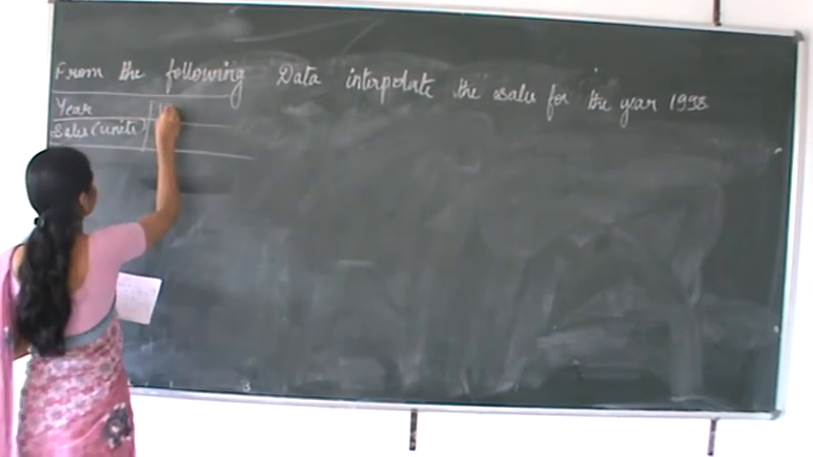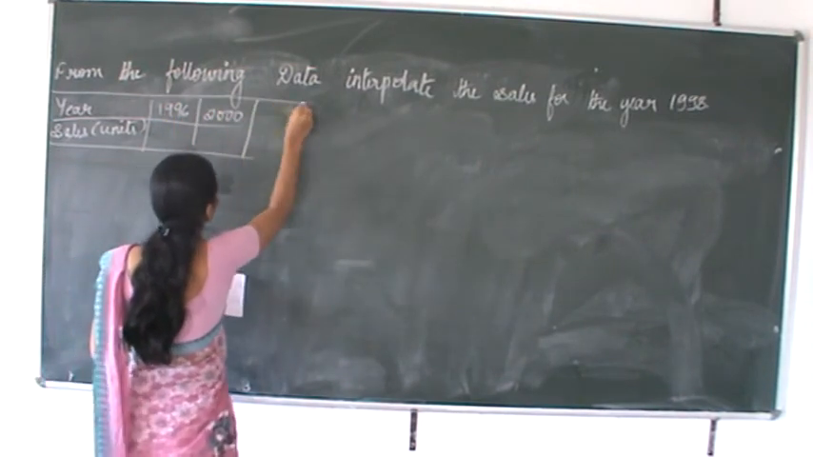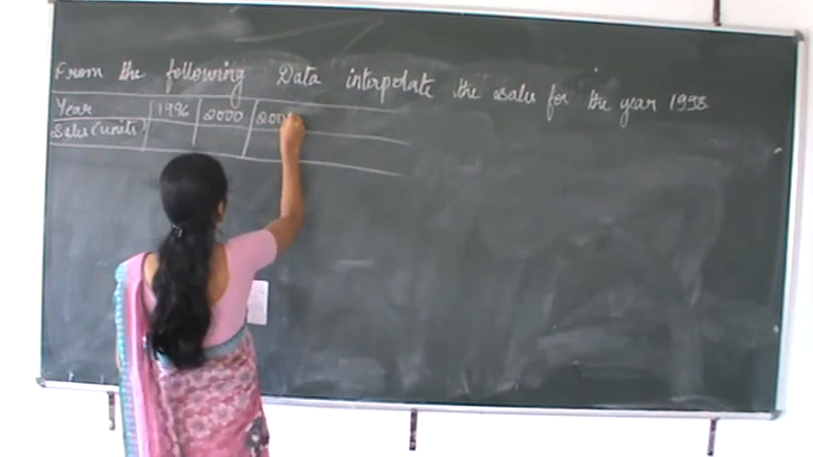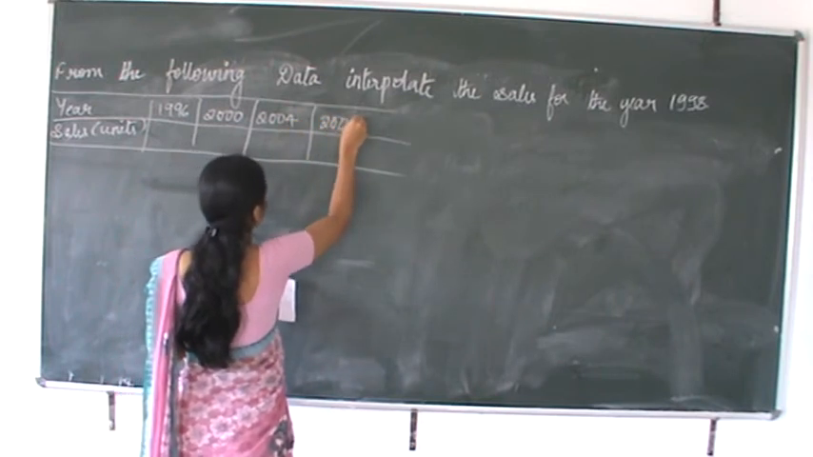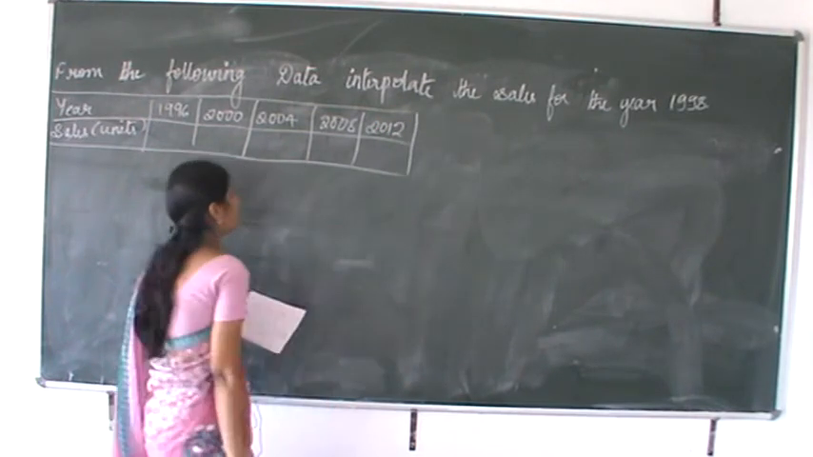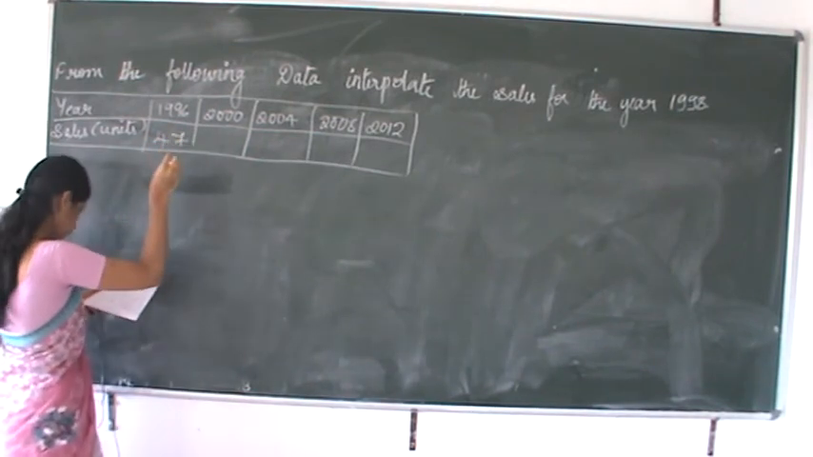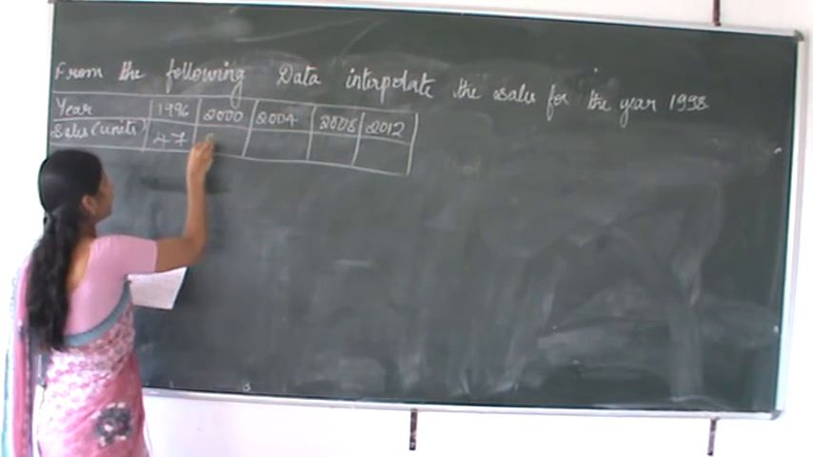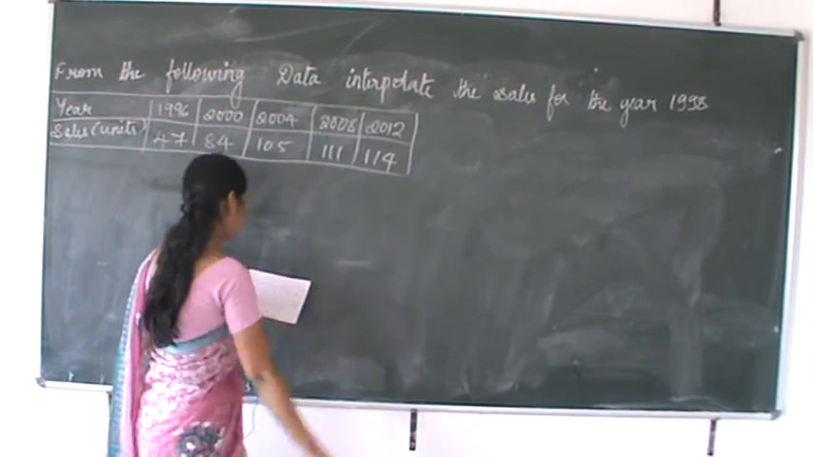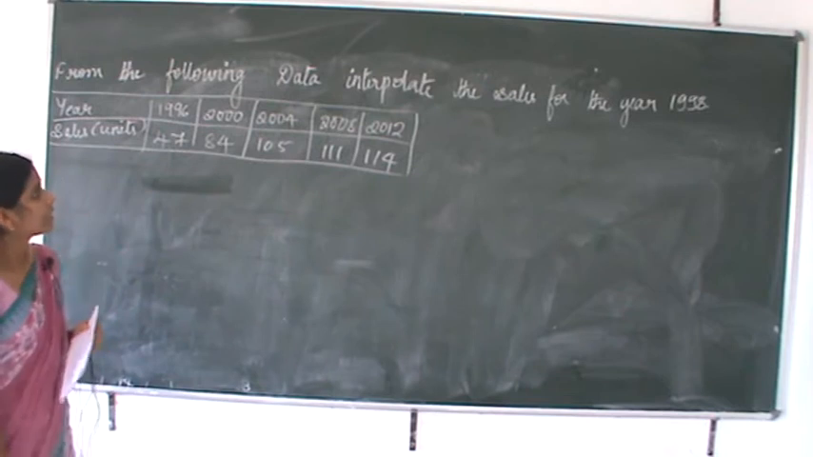Year starting from 1996, 2000, next it is 2004, 2008 and 2012. And sales values are 47, next it is 84, 105, 111 and 140. So these are the values given, and we are asked to interpolate the sales for the year 1998.